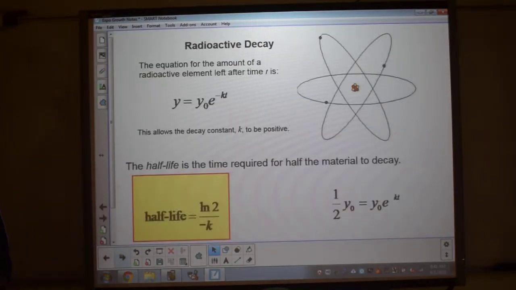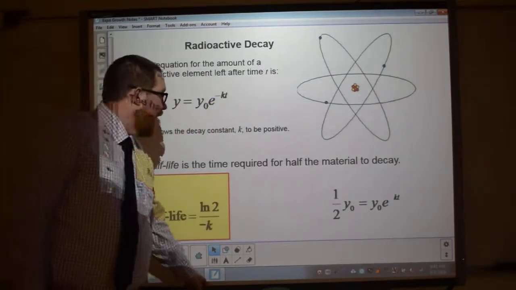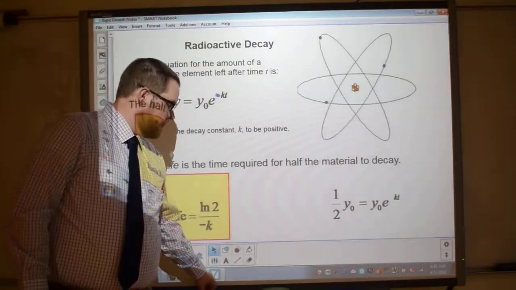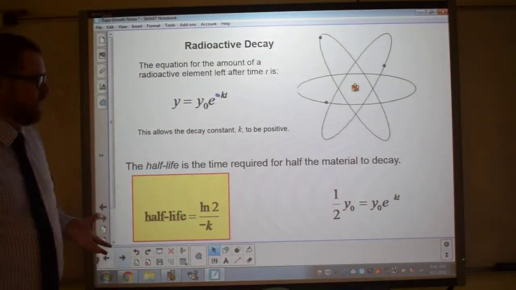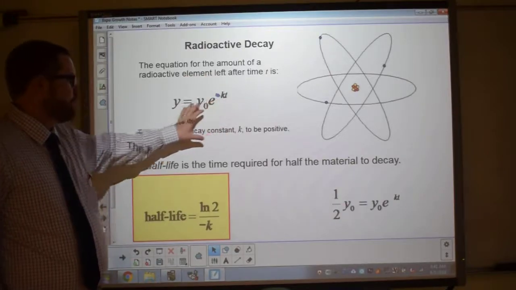So let's go to something we've not done. You may have done this in a chemistry class somewhere. This is the formula that you see a lot. I don't like the negative here, and I'll tell you why I don't like the negative. We know that K is going to be negative, so there's no point in putting a negative there. It's more confusing. So just use your original formula.